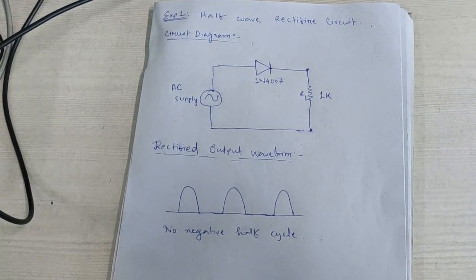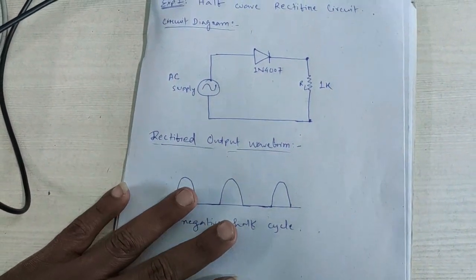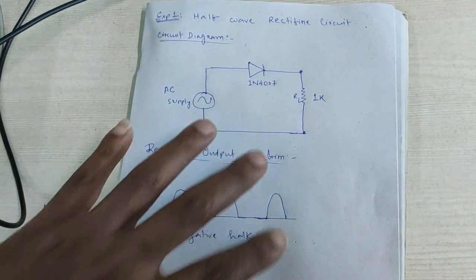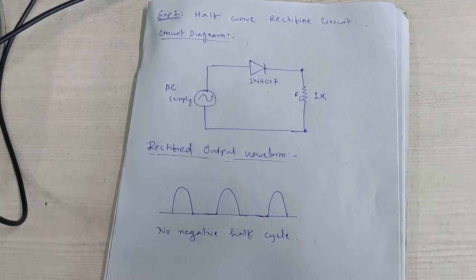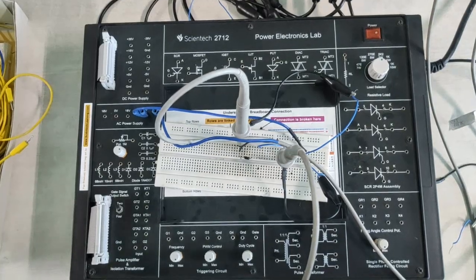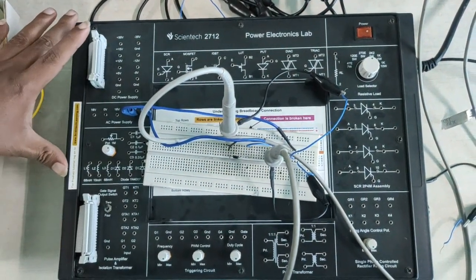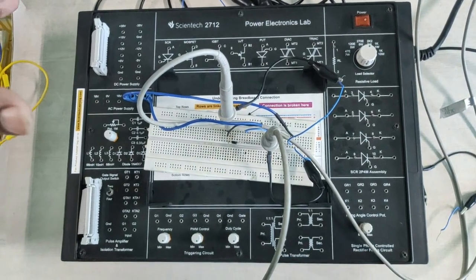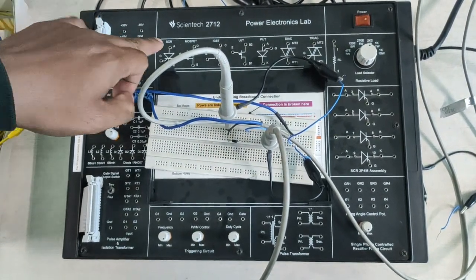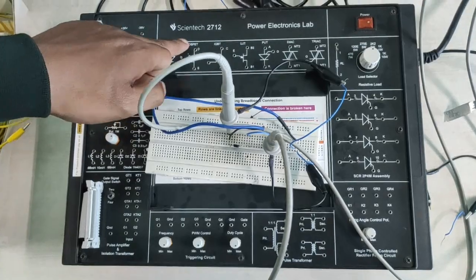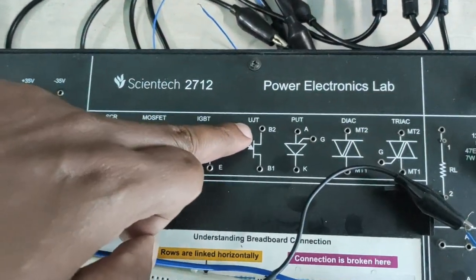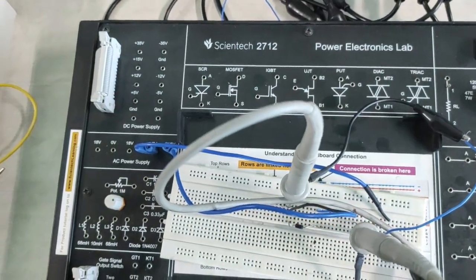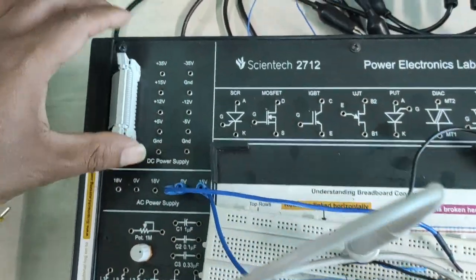So this is our half wave rectifier circuit. Today we are going to perform this half wave rectifier circuit using a PN junction diode. Okay, this is our experiment kit where we are going to perform the various experiments using power devices. Various power devices are there: SCR, MOSFET, IGBT, UJT, PUT, diac and triac. These all belong to the thyristor family, right?